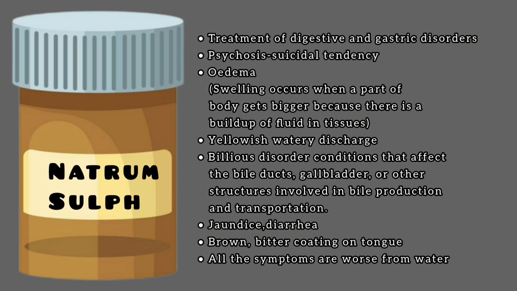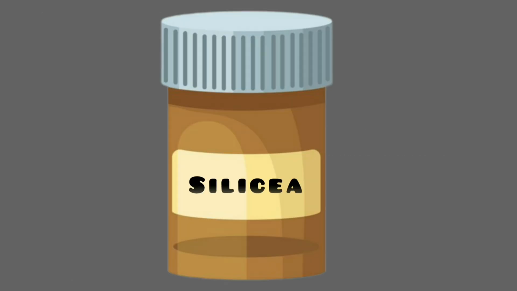Symptoms include psychosis, suicidal tendency, edema. Swelling occurs when a part of the body gets bigger because there is a buildup of fluid in tissue. In short, there is fluid retention. Yellowish watery discharge, bilious disorder, conditions that affect the bile ducts, gallbladder, or other structures involved in bile production and transportation. Jaundice, diarrhea, brown bitter coating on the tongue. All the symptoms are worse from water.